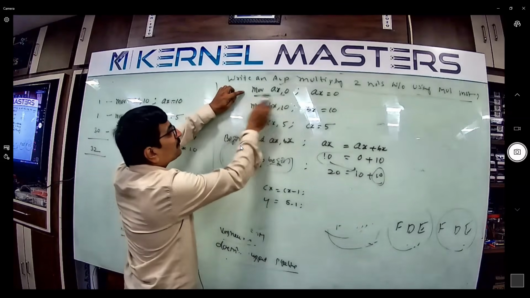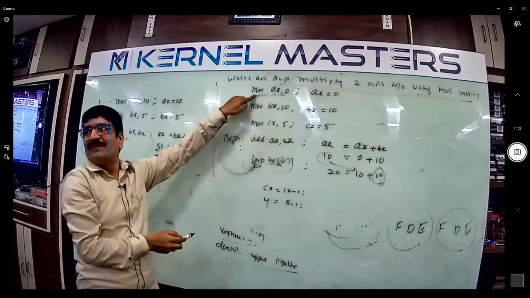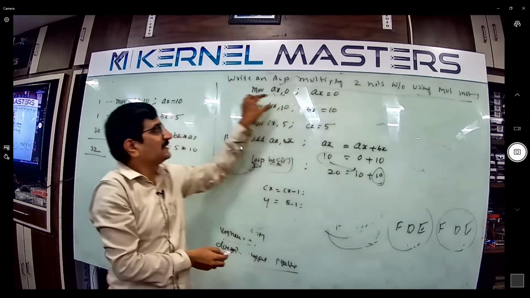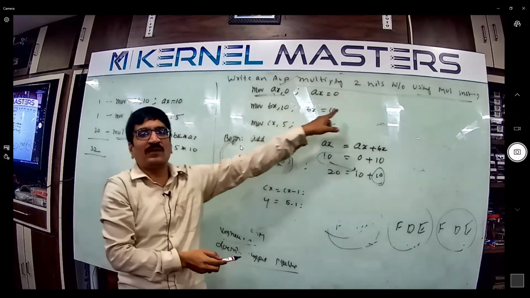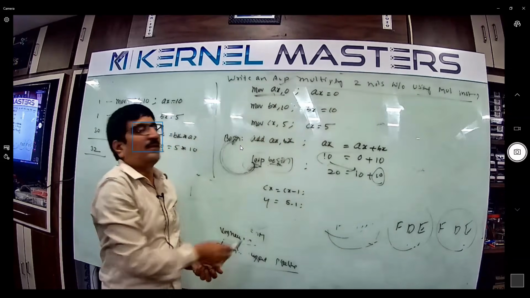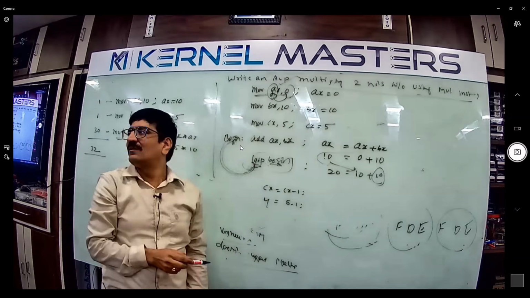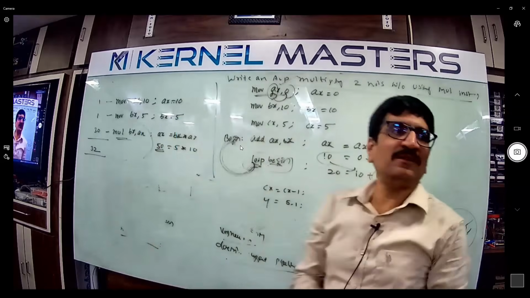Everyone understood the first one, clear? On execution, the AX value is 0. On the second execution, the BX value is 10. The first instruction has a source and a destination. The source value is transferred to the destination. Correct, everyone? That is the MOV instruction.